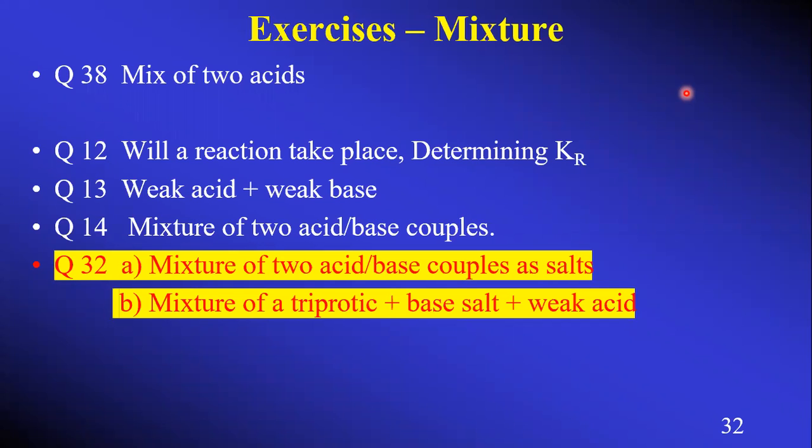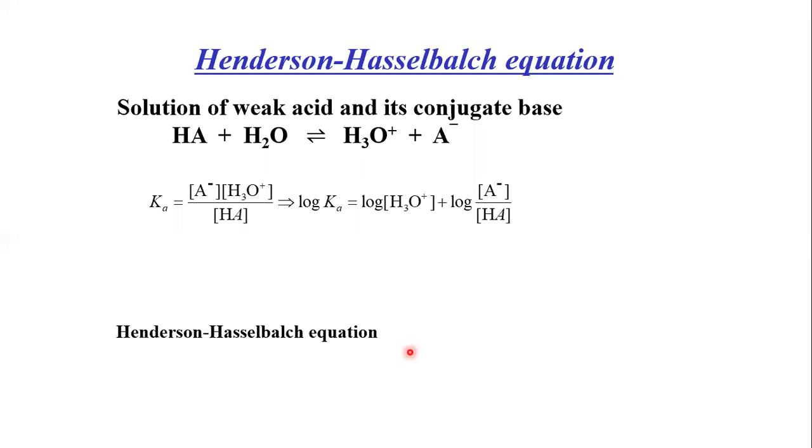That being said, you are responsible, please, to solve the following questions. Question 38, that's a mixture of two acids. Number 12, determining Kr and which reaction takes place. Number 13, that's a weak acid and a weak base mixture. Number 14 is two acid-base couples where we're given the concentration of the acids and the bases in the couple. And the hardest question which I find in the whole course is question number 32. Give it a shot, try to solve it. We're going to have a recording of the solutions for these as soon as I can.